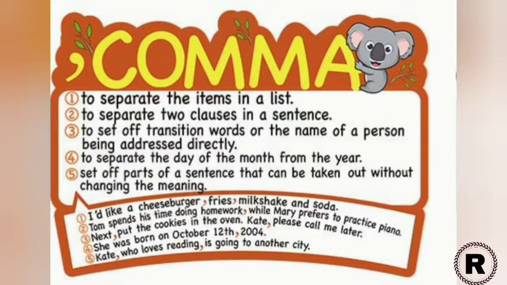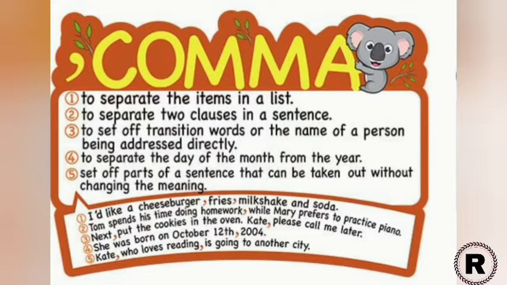of a comma. To separate two clauses: this comma is used to separate when we use two clauses in a sentence. Third one, to set off transition words or the name of a person being addressed directly. When we have to say something to someone and we call that person by a name, then we write that name and separate it from the other part of the sentence by using a comma.